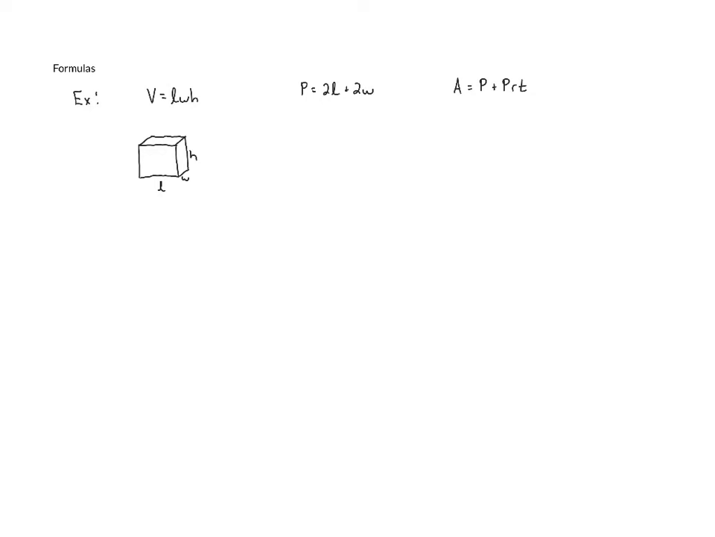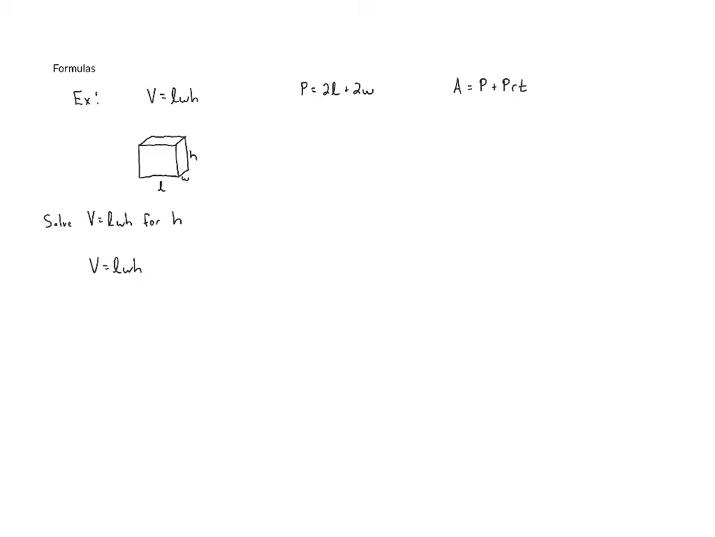And what I want to do is solve this formula for H. What this means is we want to rewrite this formula, but instead of having V isolated on one side of the equation, we want H isolated. To do this, we can use the same properties of equality that we used before when we were solving equations. So I'm going to rewrite this down here, V equals LWH. Our goal here is to get H alone.